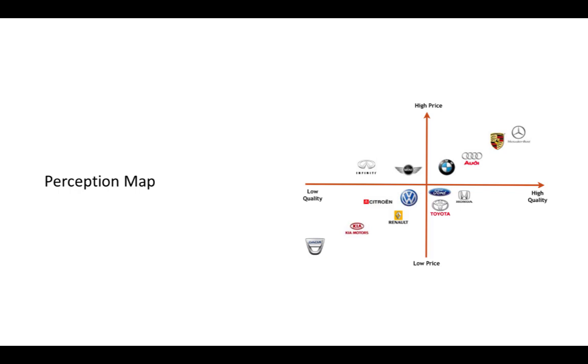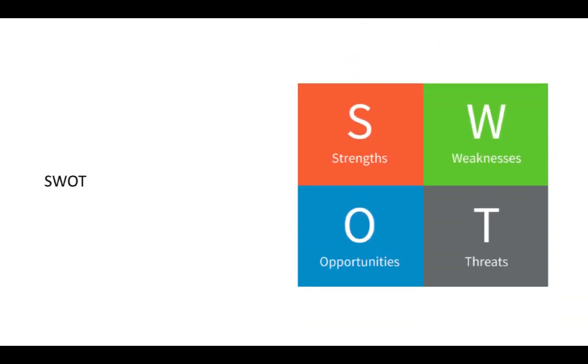Or a perception map. How do we perceive certain things? Like in Colombia, maybe a Mercedes-Benz is high price and high quality. But in the United States, it's moderately high priced and it's moderately high quality. Mercedes sits in the United States where Audi probably sits here.